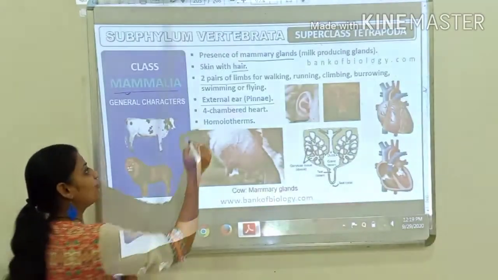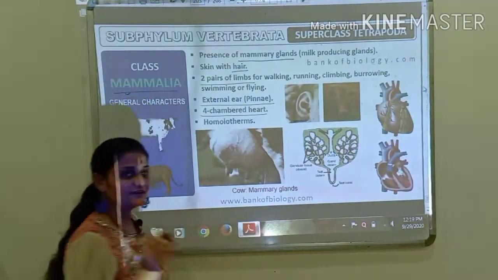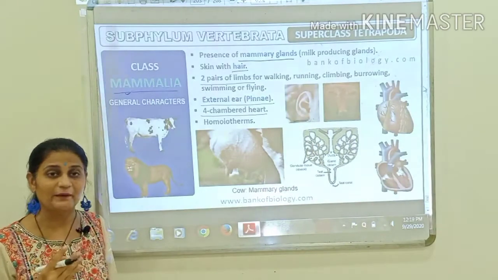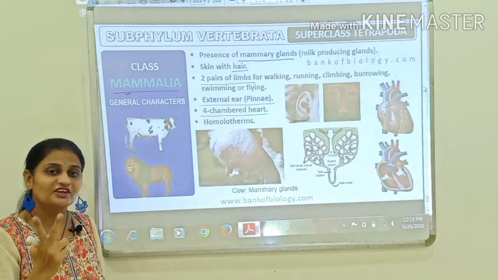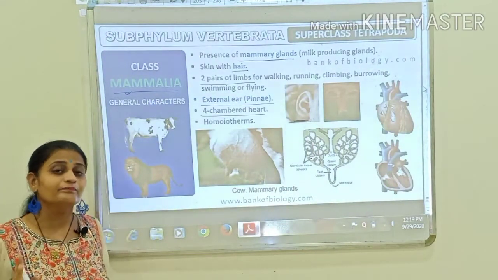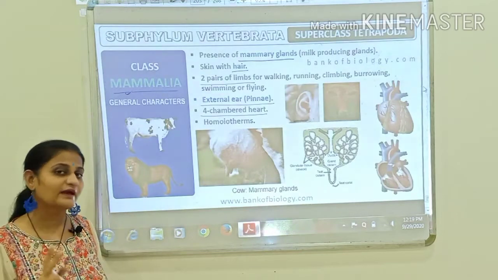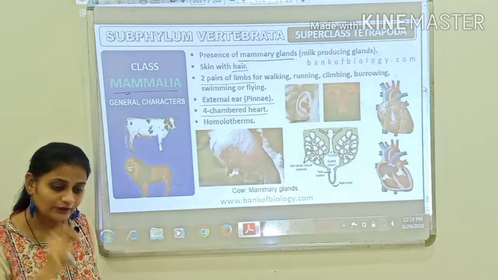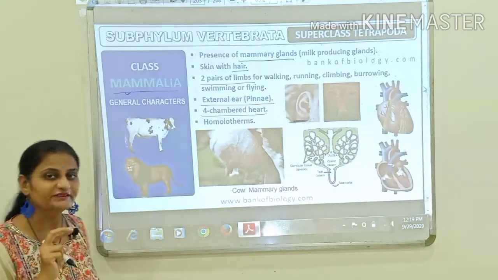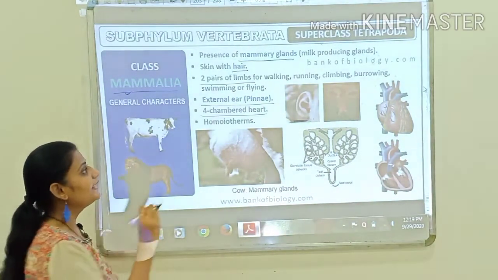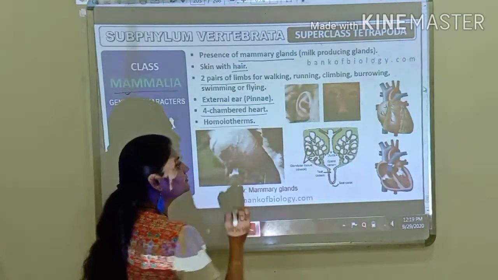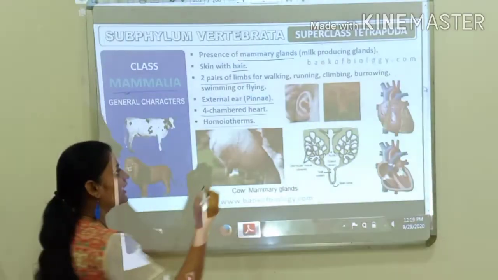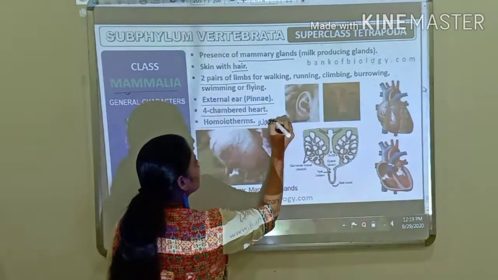And they have 4 chambered heart. 4 चेम्बर वाला हार्ट होता है मैमल्स में. ऊपर के जो 2 चेम्बर्स हैं वो क्या कहेंगे हम, ऑरिकल्स, या उसे हम कहेंगे एट्रिया. And the 2 lower chambers are called the ventricles. Okay, and they are homeotherms. That is, they are warm-blooded animals.